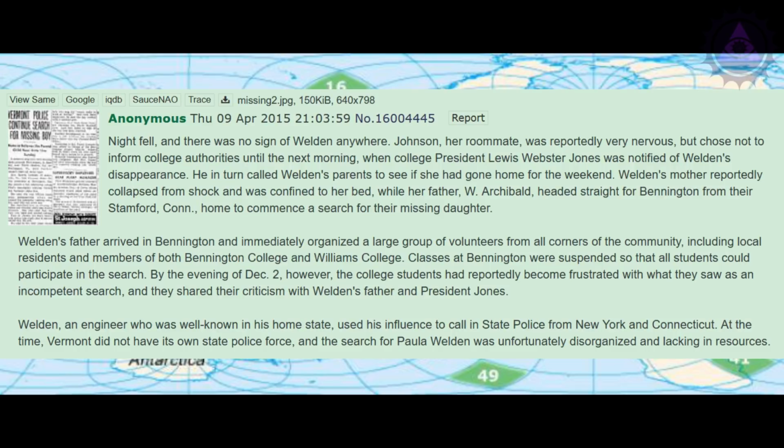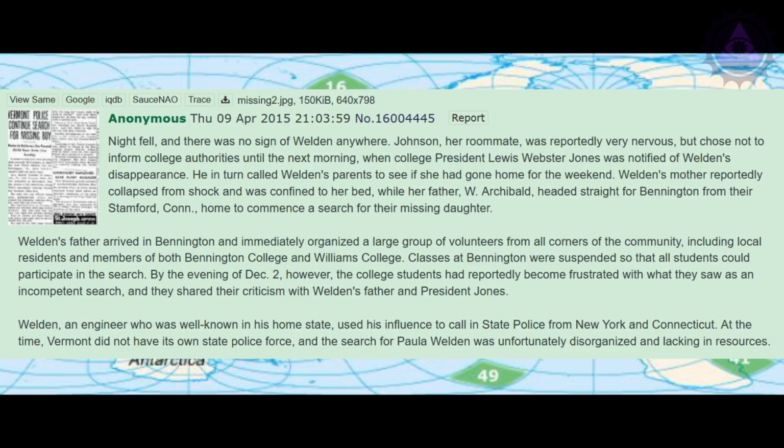Johnson, her roommate, was reportedly very nervous, but chose not to inform college authorities until the next morning, when college president Lewis Webster Jones was notified of Welden's disappearance. He in turn called Welden's parents to see if she had gone home for the weekend. Welden's mother reportedly collapsed from shock and was confined to her bed, while her father, W. Archibald, headed straight for Bennington from their Stamford, Connecticut, home to commence a search for their missing daughter.